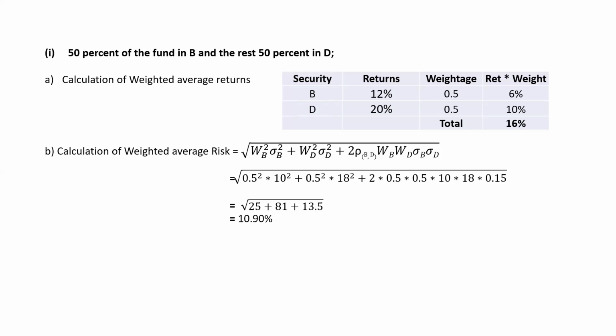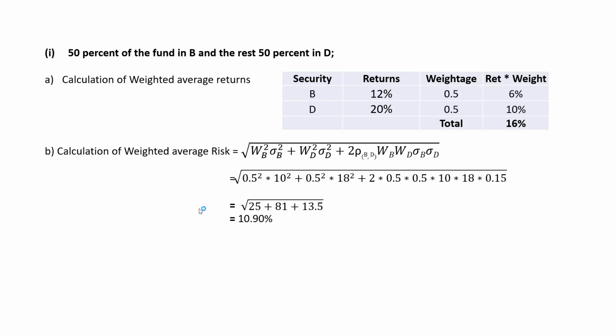Now, for calculating second step, weighted average risk. So what is the formula? We have to take weightage of B square into standard deviation of B square, weightage of D square into standard deviation of D square, plus 2 times R into weightage of B, weightage of D, standard deviation of B, D. All right. So weightage of B is 0.5. So we'll take 0.5 square.